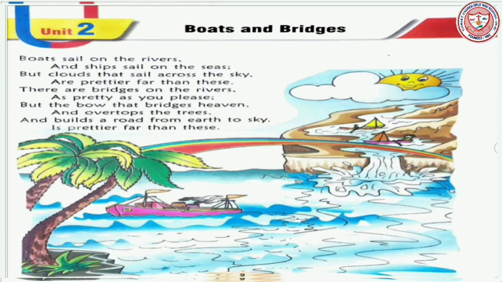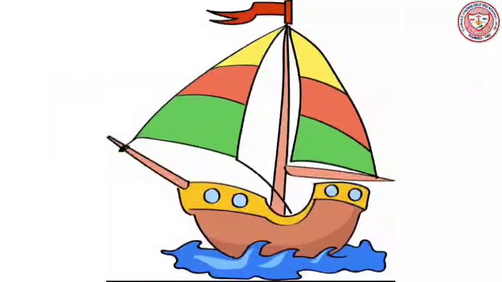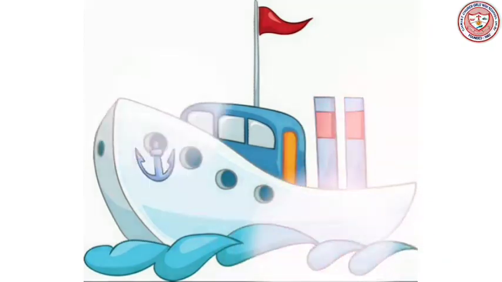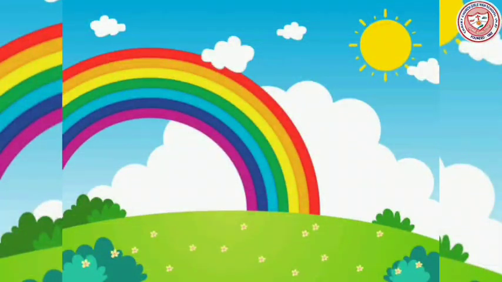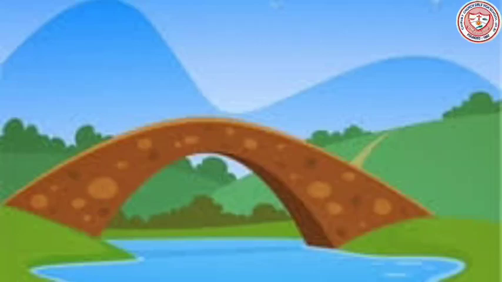But clouds that sail across the sky are prettier far than these. It says that the clouds that sail across the sky are more beautiful than the boats and ships sailing across the rivers and oceans. The poetess says that the rainbow, which connects heaven and earth, is more gorgeous than man-made bridges made upon rivers.